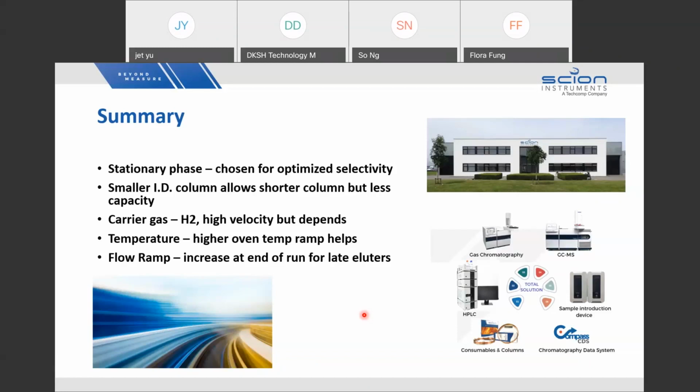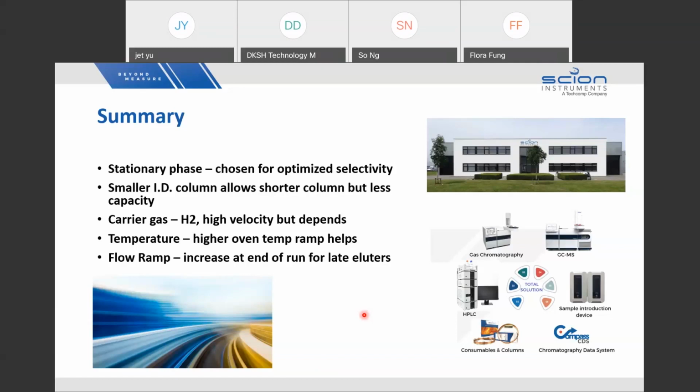As for the carrier gas, hydrogen is the best, but it depends. For FID and TCD, these common detectors, hydrogen is the best. But GCMS is a different story, because this is more related to the chemical inertness of the carrier gas. For GCMS, helium is the best because helium is the most inert.